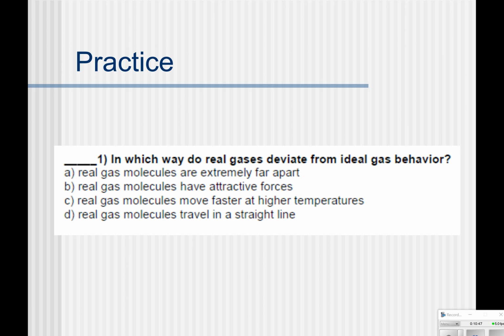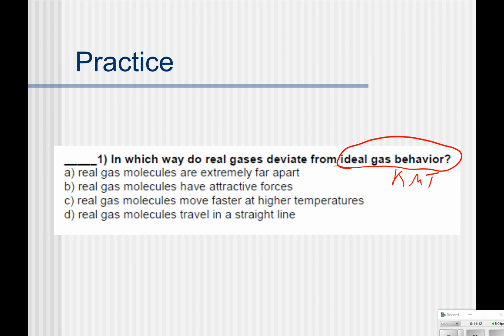Let's do a little practice. Feel free to pause the video, try the question, and check your work. In which way do real gases deviate from ideal gas behavior? Well, we want to think about what is ideal gas behavior, and that's described by the kinetic molecular theory in those 5 parts.